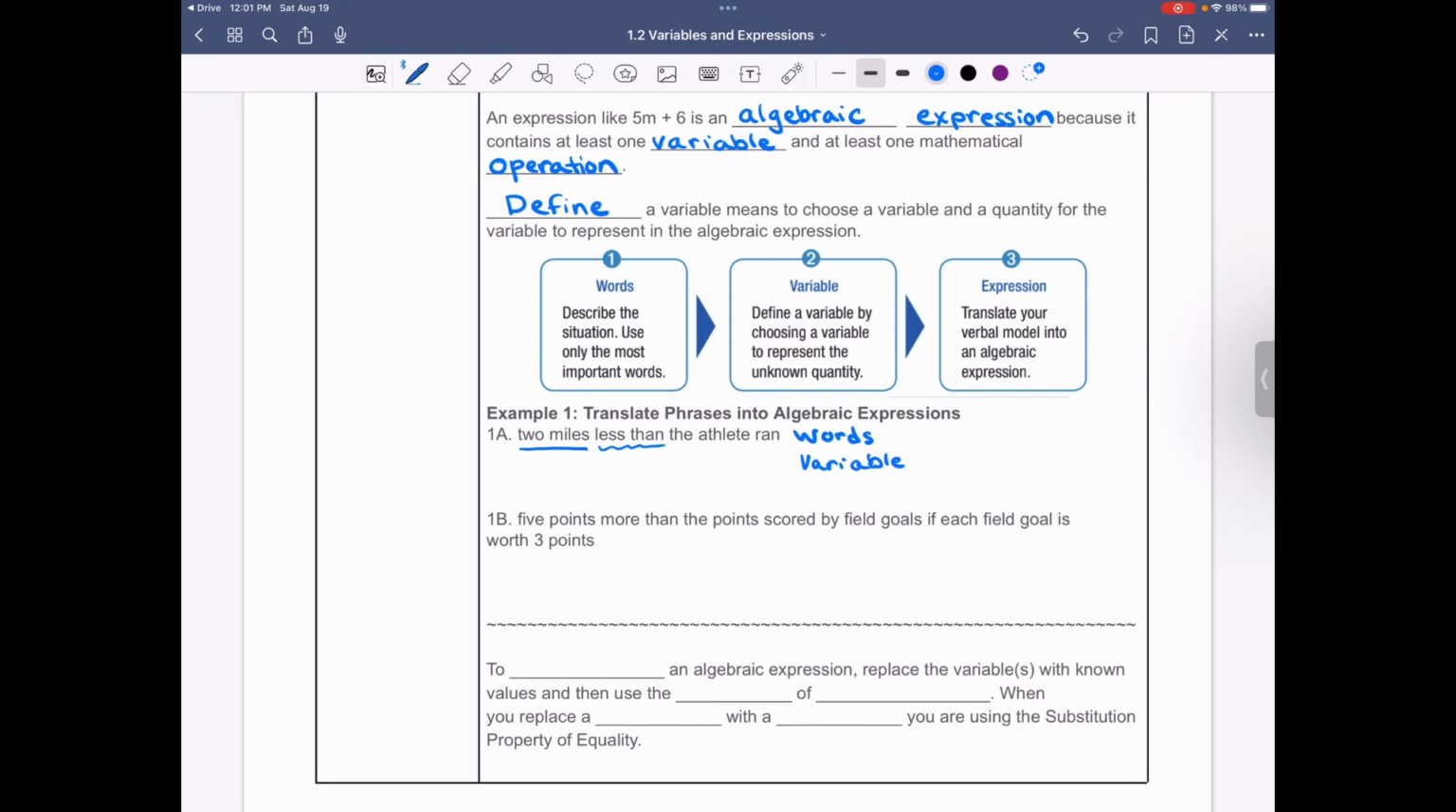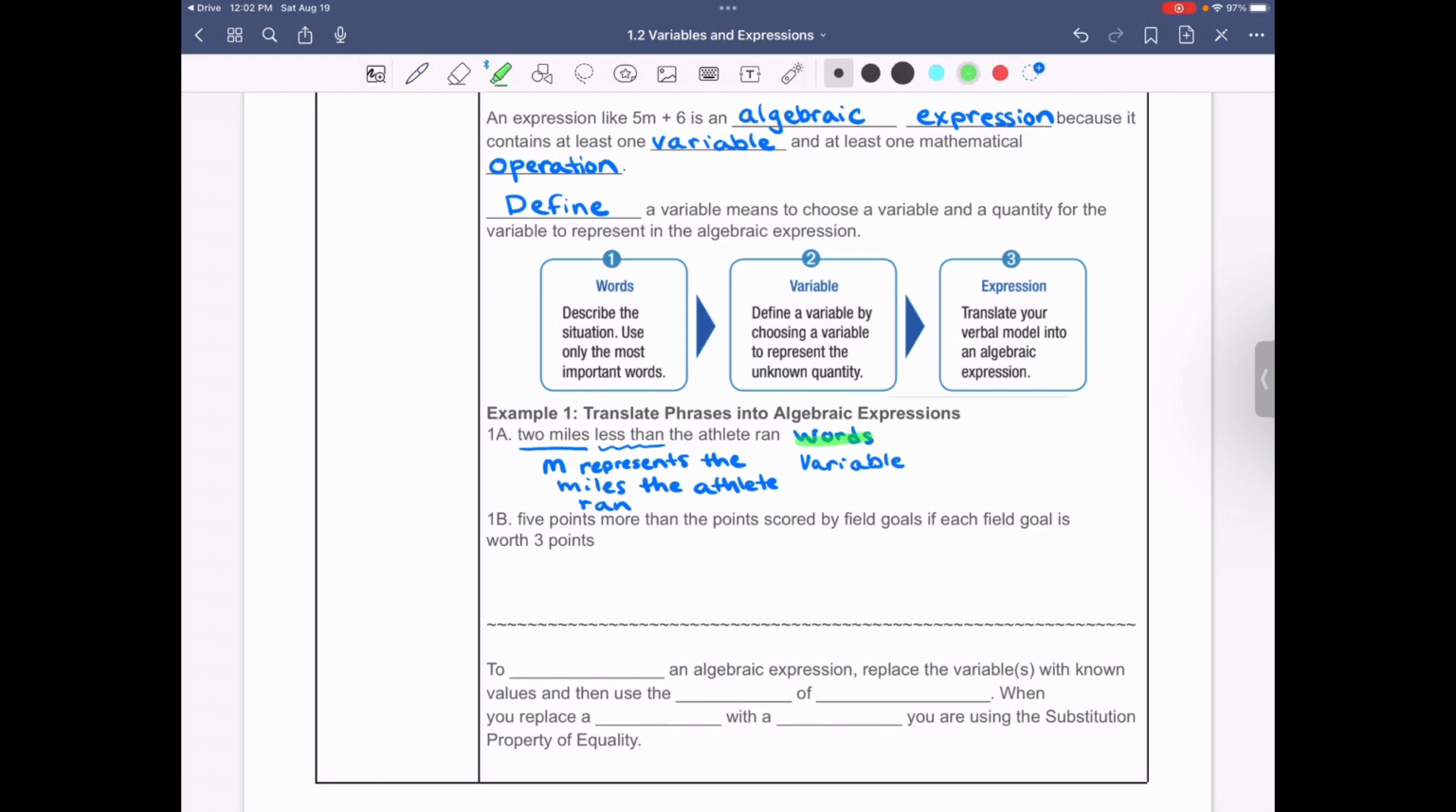So we're going to be talking about miles, so I'm going to use the variable m, and that is going to represent what the athlete actually ran. So m represents the miles the athlete ran. And sometimes I think defining the variable is the hardest part. Maybe I should have put that in a different color. Now we're going to write our expression. Maybe I'll just highlight it.